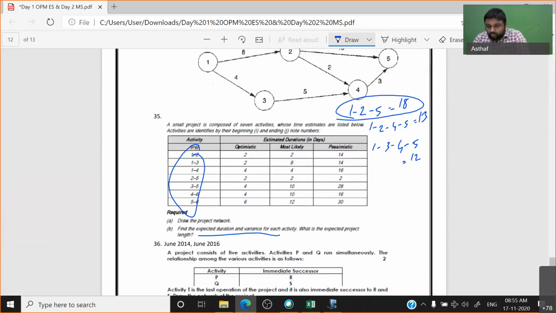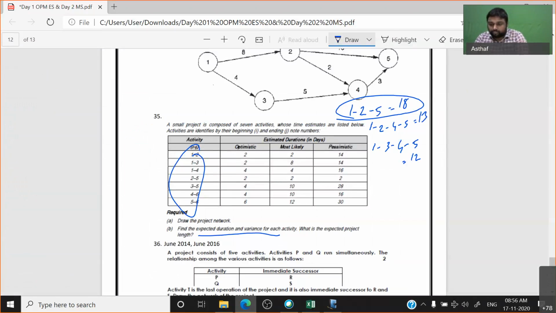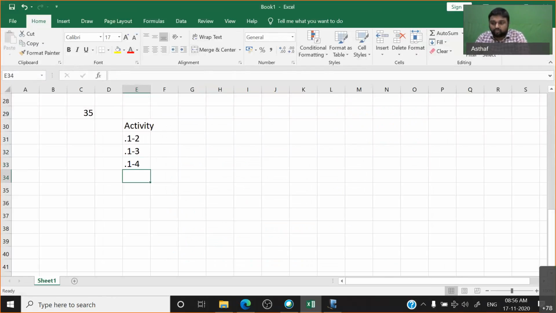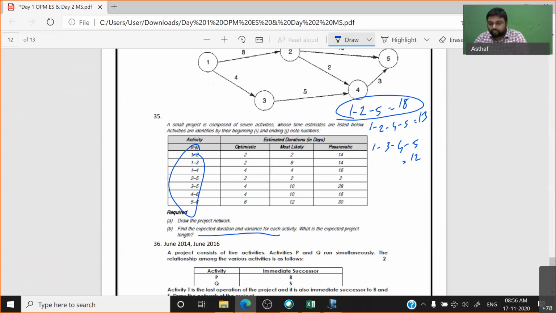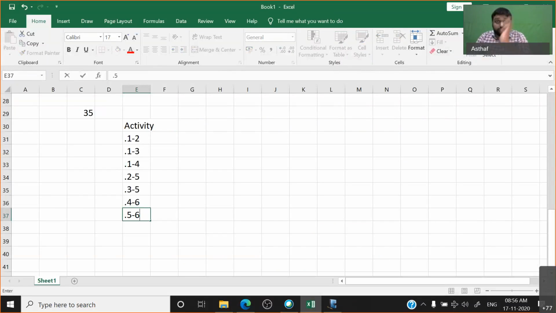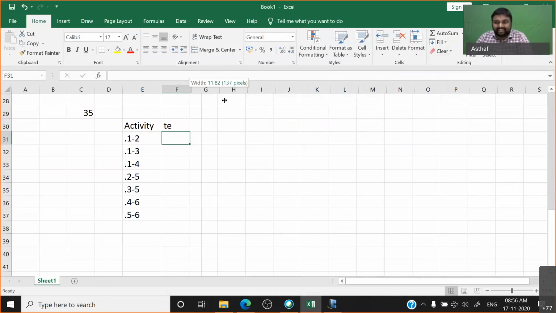We have activities 1 to 2, 1 to 3, 1 to 4, 2 to 5, 3 to 5, 4 to 6, 5 to 6. So now we will start. The formula is with you. So what will be the time expected?